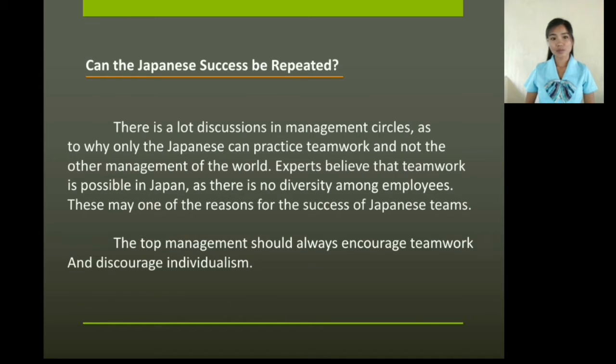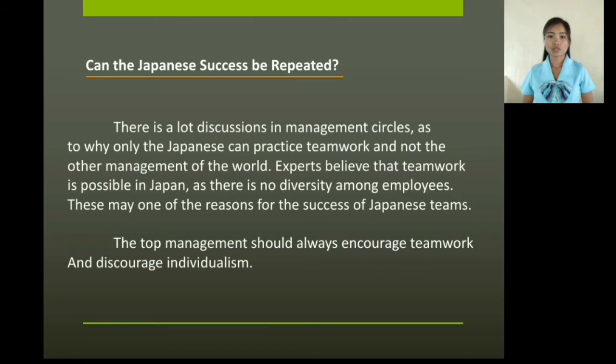Can the Japanese success be repeated? There are a lot of discussions in management circles as to why only the Japanese can practice teamwork and not the other managements of the world. Experts believe that teamwork is possible in Japan, as there is no diversity among employees. This may be one of the reasons for the success of Japanese teams.